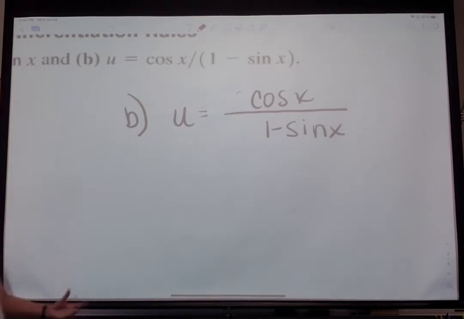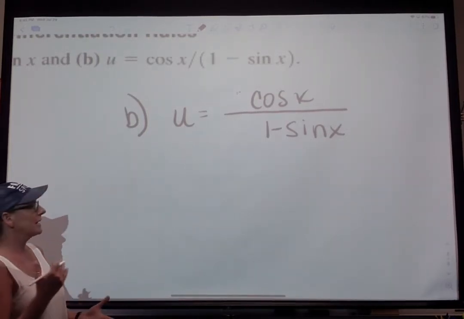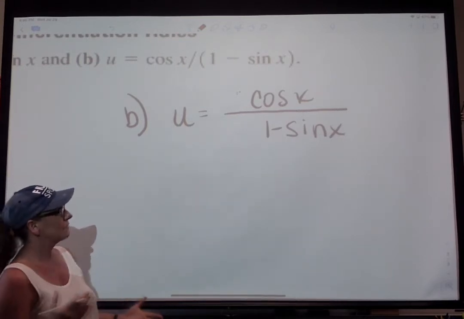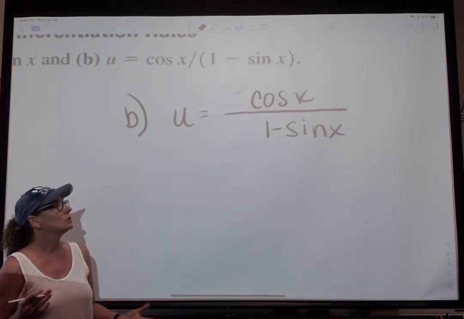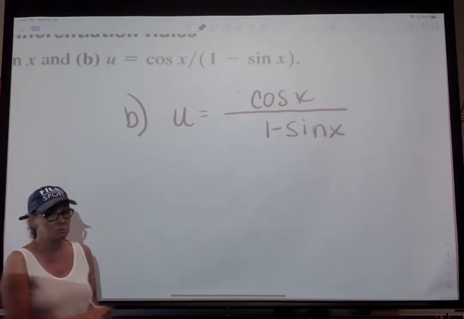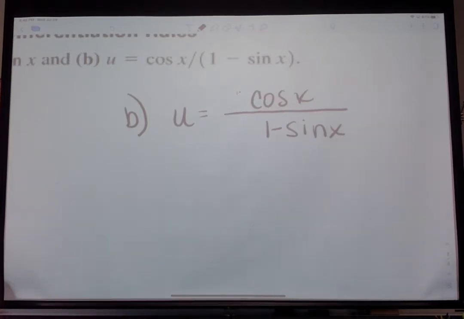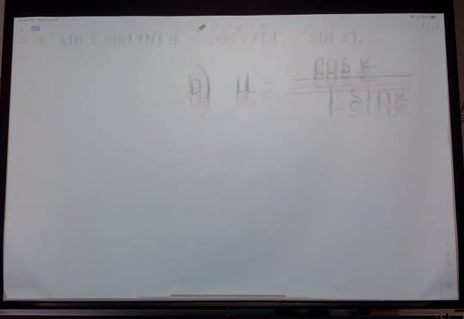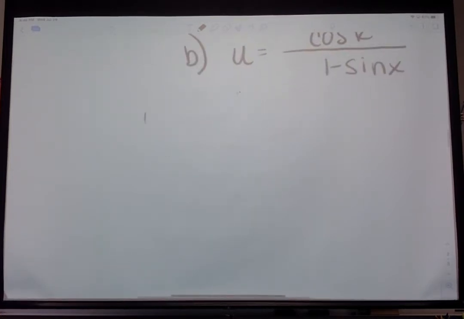Next one, I rewrote it just so you can see that it's like a huge fraction. So not only are we going to have to use trig derivatives, we're going to have to use quotient rule. So we get to sing. Woohoo! Here we go. U prime equals big fraction.